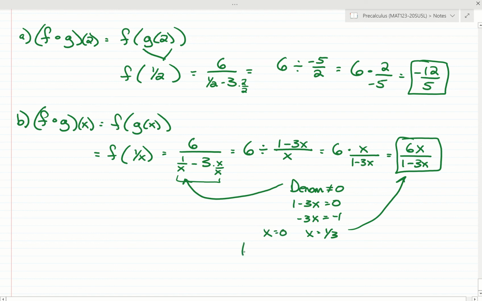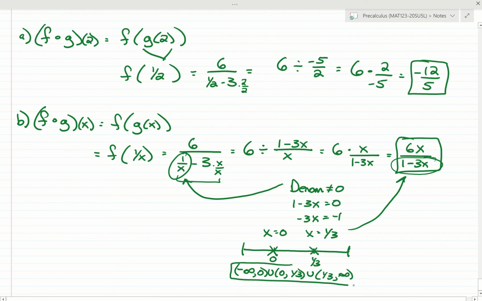So how do we write this domain? We can't use 0 because that makes this part a problem. We can't use 1/3, that makes that part a problem. So on our number line, looks like we could do from negative infinity to 0 in union with from 0 to 1/3, and then from 1/3 on. That would be our domain.